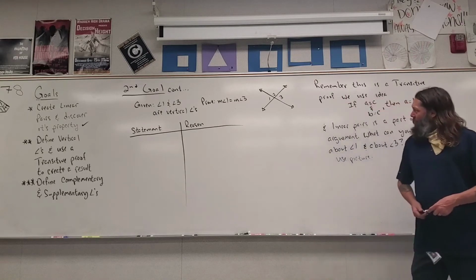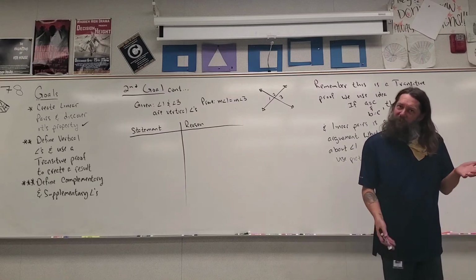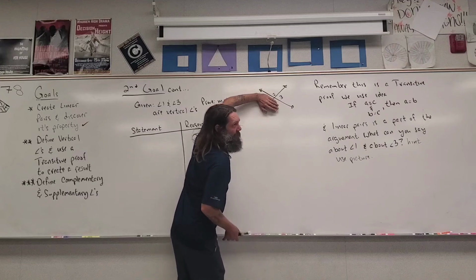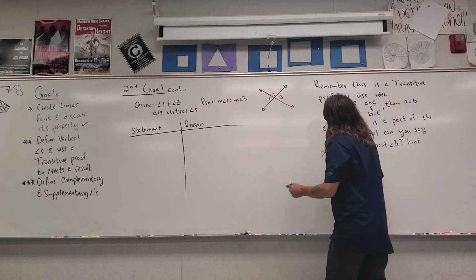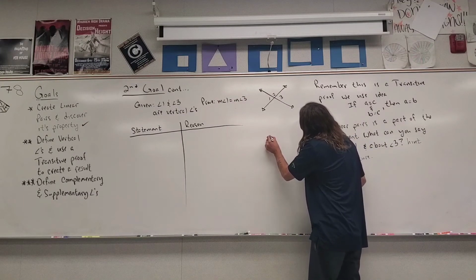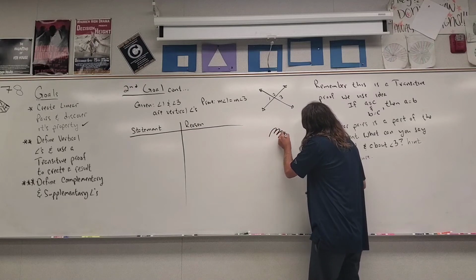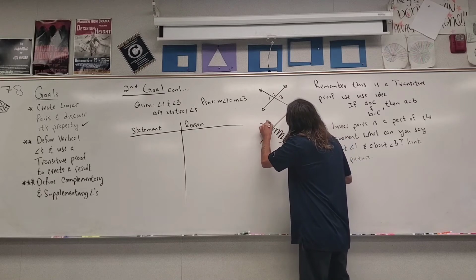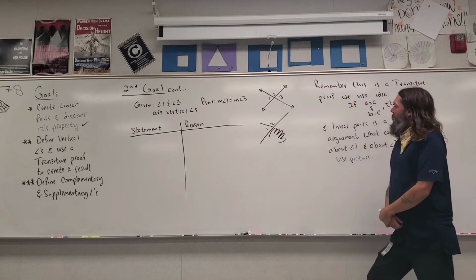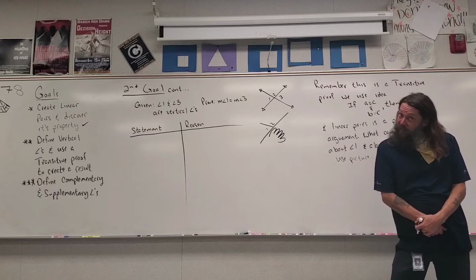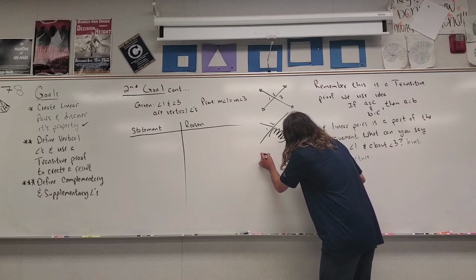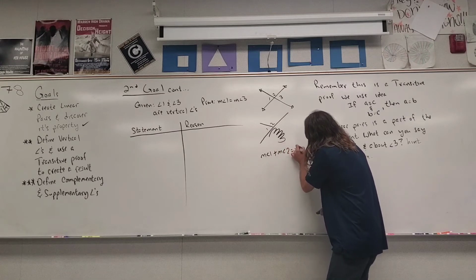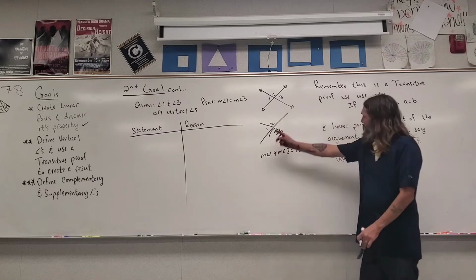So when I look at this picture, I actually see two pairs of linear pairs. I see this linear pair, and I see that linear pair, right? So I could have this linear pair, and I know that linear pairs add to 180. So I can say that the measure of angle 1 plus the measure of angle 2 equals 180 degrees. They do that because those are linear pairs.